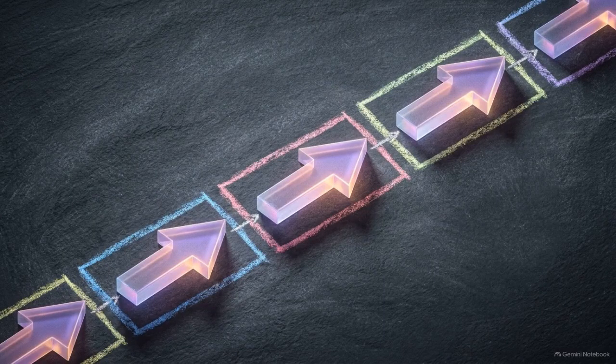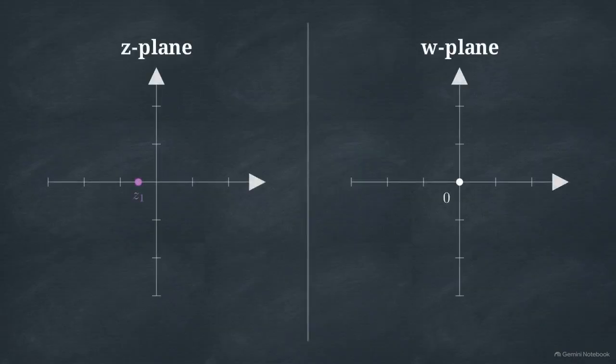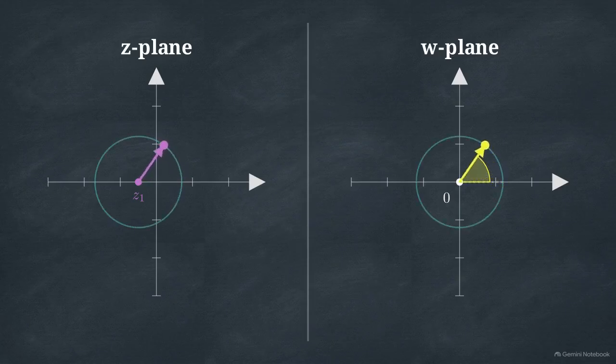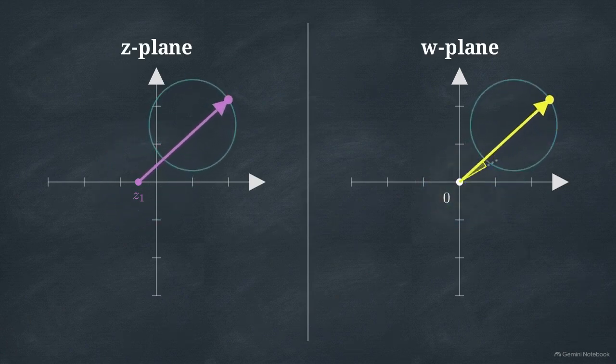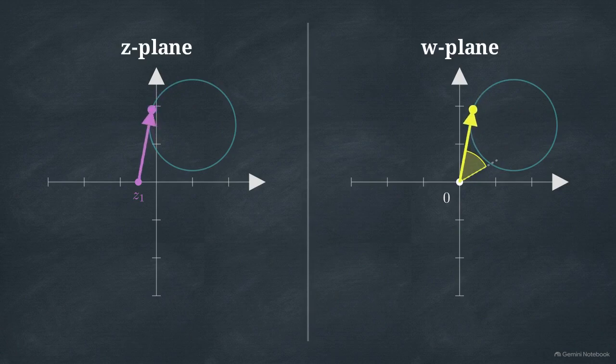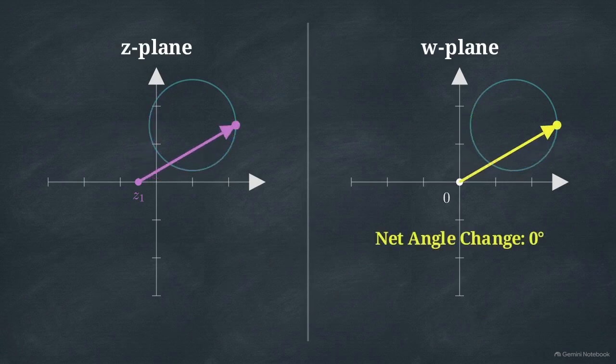A polynomial can be viewed as a series of factored vectors multiplying together, a times z minus c1 times z minus c2, and so on. We perform a geometric test, moving z in a closed loop in the z-plane, producing a corresponding w-plane path. If the loop contains a root, the output vector makes a full 360-degree rotation around the origin. If the root lies outside, the behavior changes. The vector swings out and returns to its original angle, resulting in a net angle change of 0.